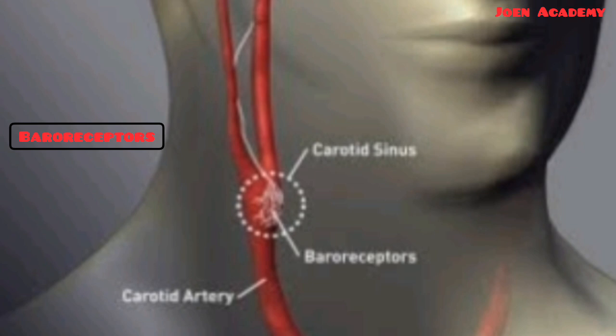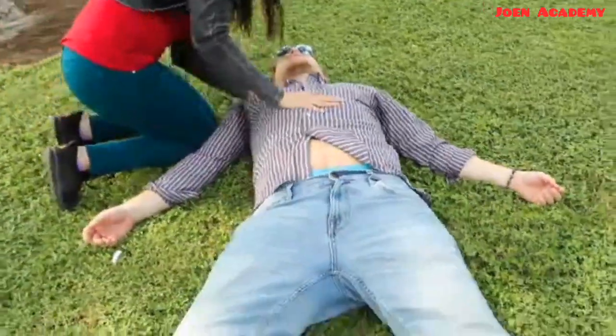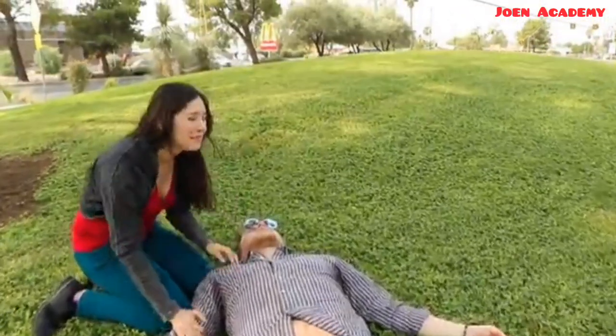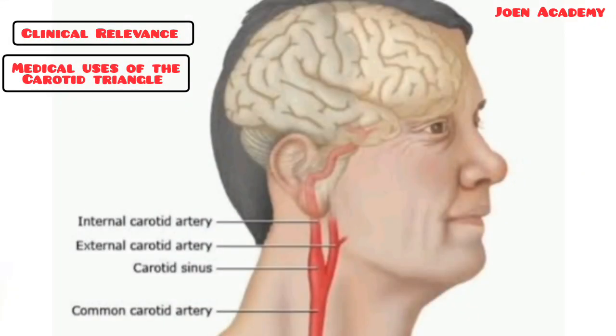In some people, the baroreceptors are hypersensitive to stretch. In these patients, external pressure on the carotid sinus can cause slowing of the heart rate and a decrease in blood pressure. The brain becomes underperfused and brings about syncope. In such patients, checking the pulse at the carotid triangle is not advisable.